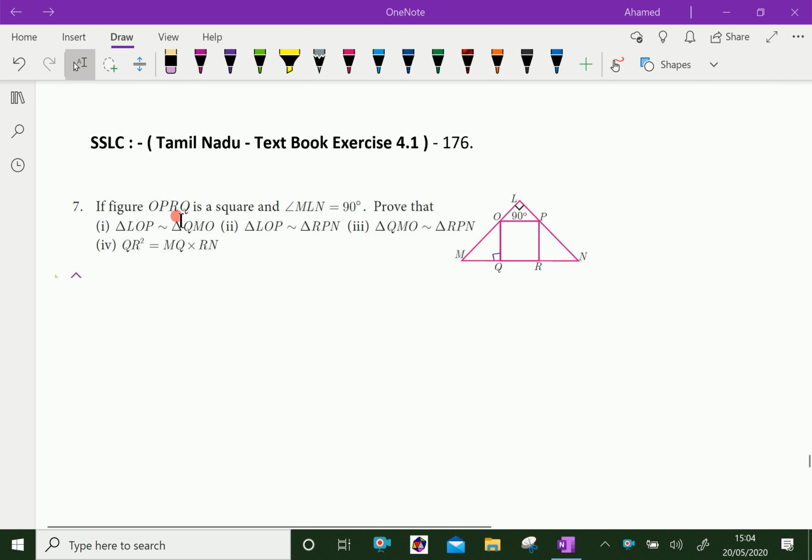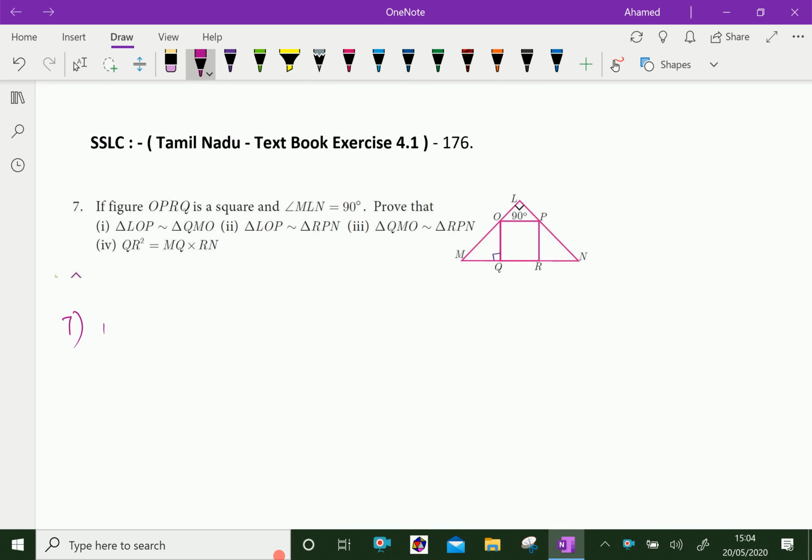Tamil Nadu SSLC Math Textbook Exercise 4.1, question number 7. In the figure, OPRQ is a square and angle MLN is 90 degrees. Prove that triangle LOP is similar to triangle QMO. Like that, other similarities we have to prove. Look at the figure. Here OPRQ is a square.